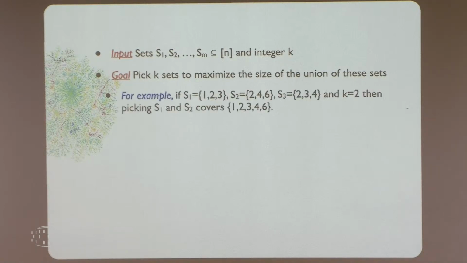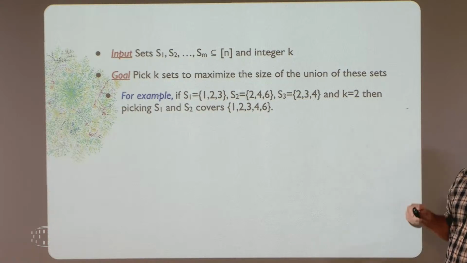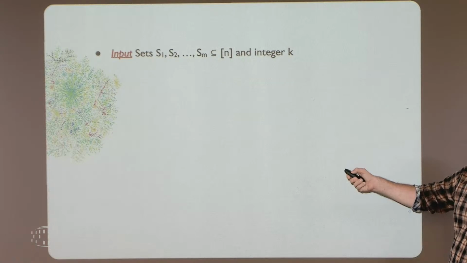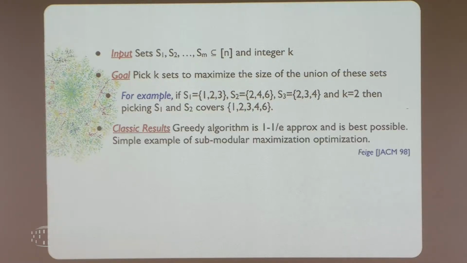I don't think an example is really necessary. But if you have the sets S1, S2, and S3, and you need to pick 2 sets, well, if you picked S1 and S2, you would cover 5 elements, and that's the optimal solution in this case. As I said, it's a classic problem. It's NP hard, and the greedy algorithm, in which at each step you add the set that covers the most new elements, achieves a 1 minus 1 over e approximation, and that's actually optimal. It's perhaps the simplest example of a submodular maximization problem.